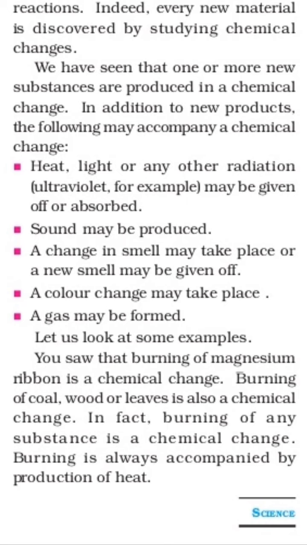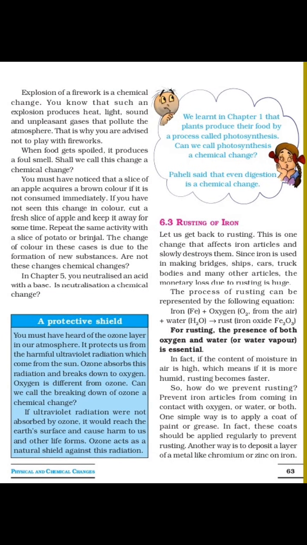Burning of any substance is called a chemical change, because the substance will be changed into another substance. Suppose coal, wood material, or leaves: when they burn, they convert into ash. New substance will be formed. That's why it is called a chemical change. Any substance that is burned, that time it is called a chemical change. Now see the next point.